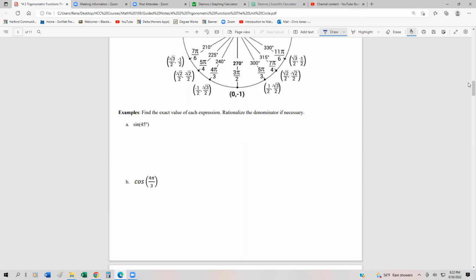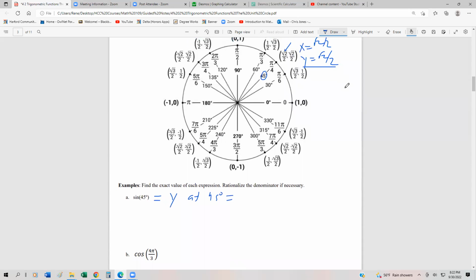All right, so the sine of 45 is really the y coordinate at 45 degrees, all right? And if we look up here, that's just going to be root 2 over 2, okay? So that's it. That's literally all we have to do. We just have to look at the angle and then figure out what the y coordinate is.